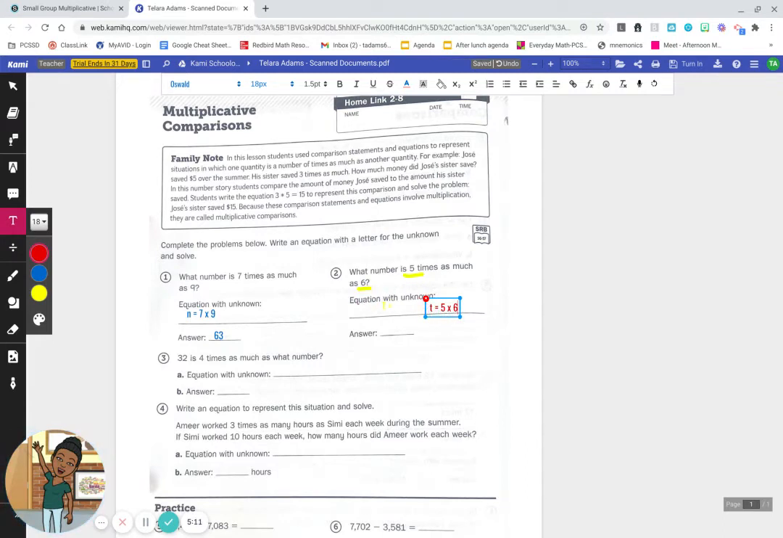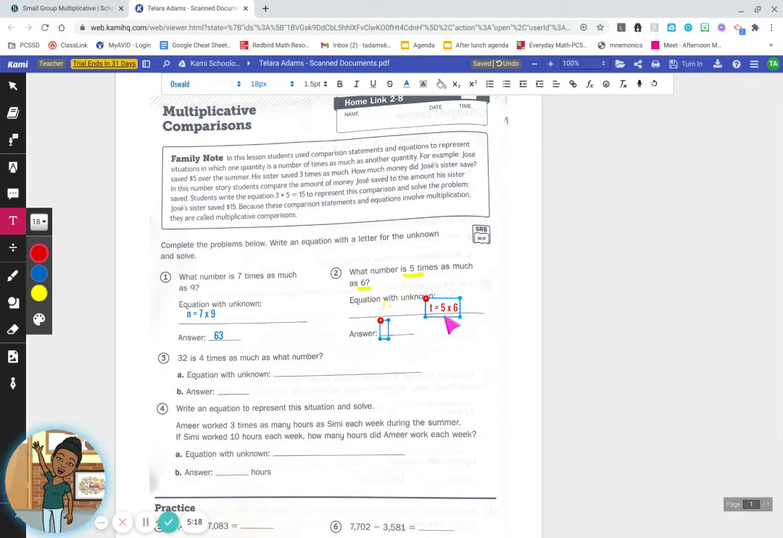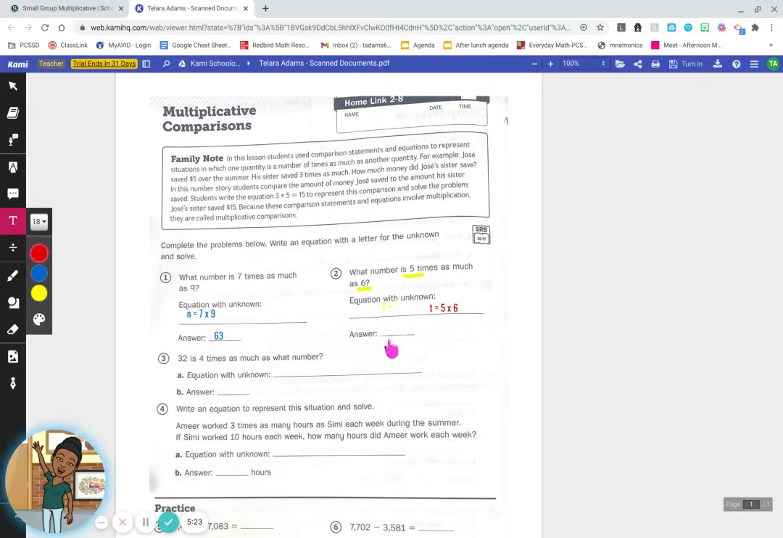5 times 6. And my answer is where I solve it. What is the answer to 5 times 6? You're going to put that here on the answer line. Your paper will have an answer, so type the answer right here. 5 times 6. Your unknown is T. You're putting the unknown right here on the answer.